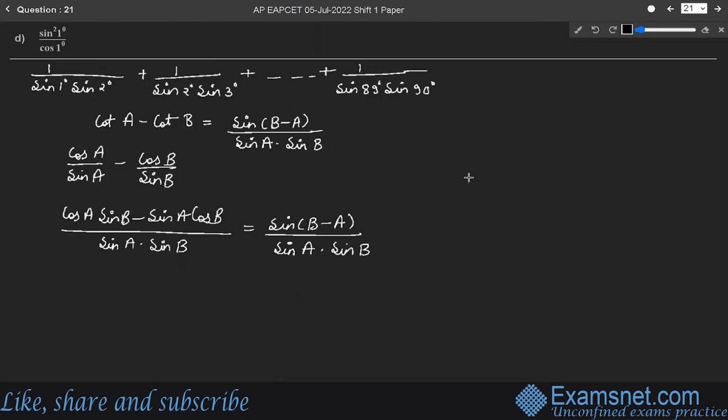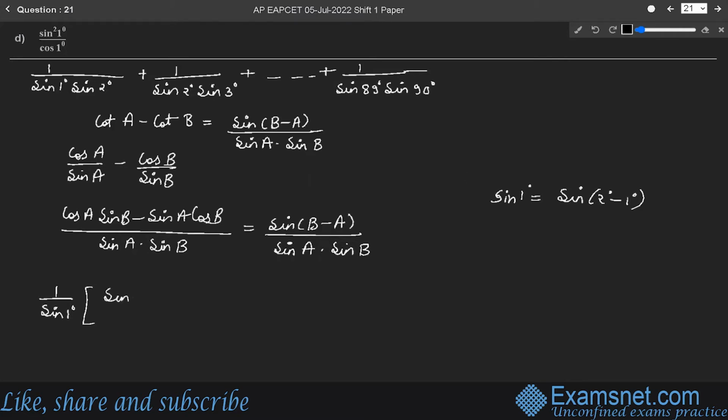So the question is 1 upon sin 1 degree into sin 2 degree plus 1 upon sin 2 degree into sin 3 degree, so on up to sin 89 degree and sin 90 degree. The first step here is to multiply and divide by sin 1 degree. Also we can write sin 1 degree as sin(2 degree minus 1 degree). So on dividing by sin 1 degree, it will be 1 upon sin 1 degree, and when we multiply, it will be multiplied to the numerator.